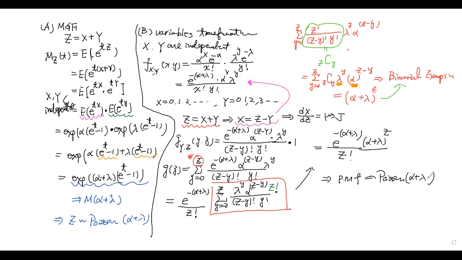Like I said, the key thing here is that you need to recognize to use this binomial expansion, right? Then you will be able to get the same result as with the moment generating functions. Okay, that's it. It's a very interesting problem. You can approach it by two different methods.